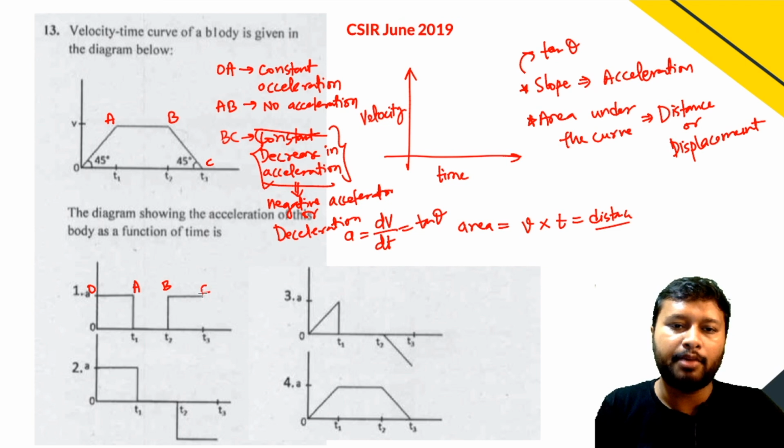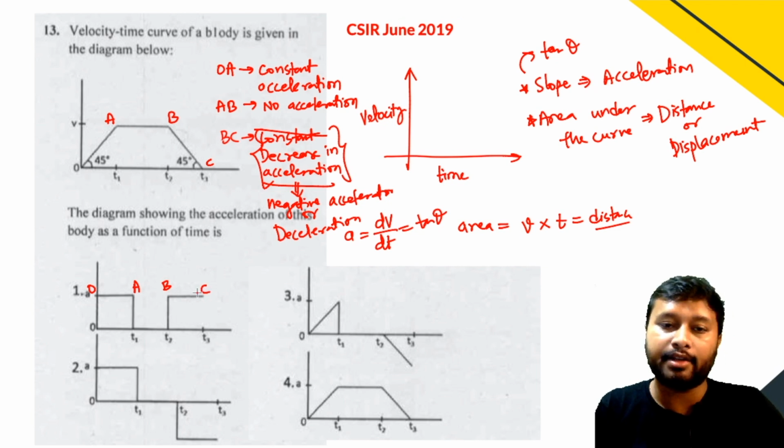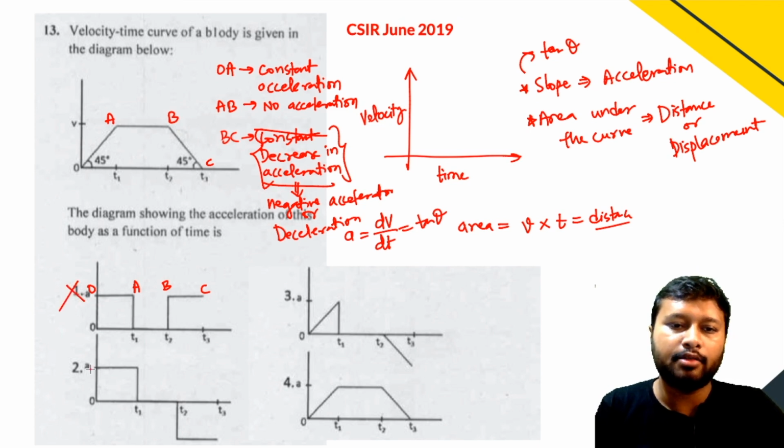And between point B and C, you are again getting a positive acceleration. That's not true, because here we are getting a negative acceleration. So option number A is incorrect. Let's look upon graph number 2.